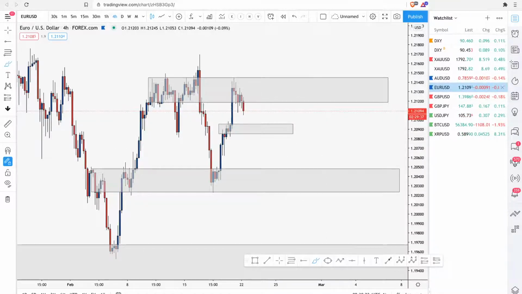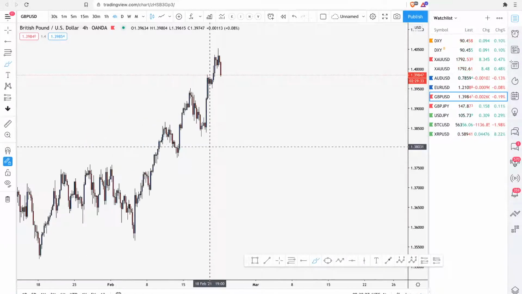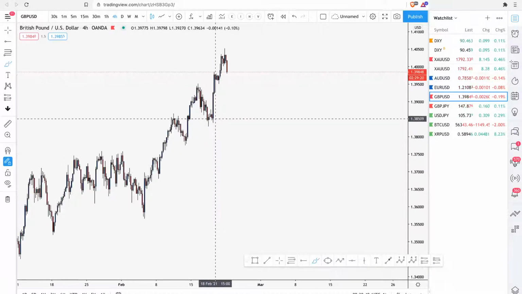So let's do a little bit of GBPUSD. Now, this market is right now definitely setting up for a big short. This is why I already jumped into some shorts, but we need to have some more confirmations. So I'm currently looking for them.